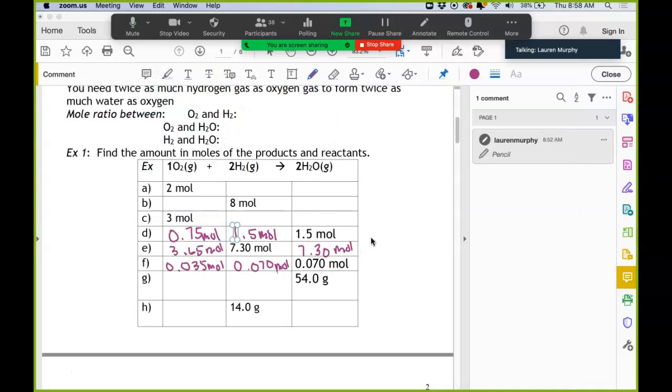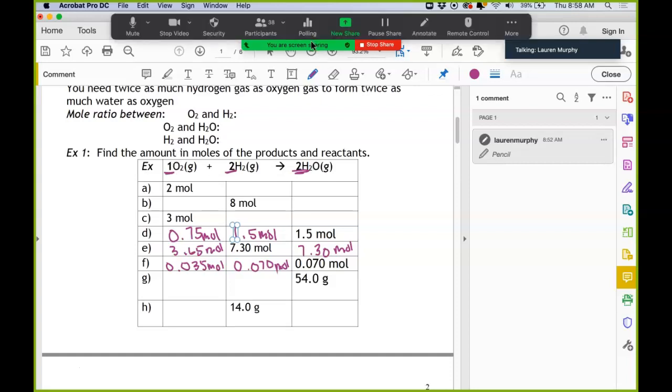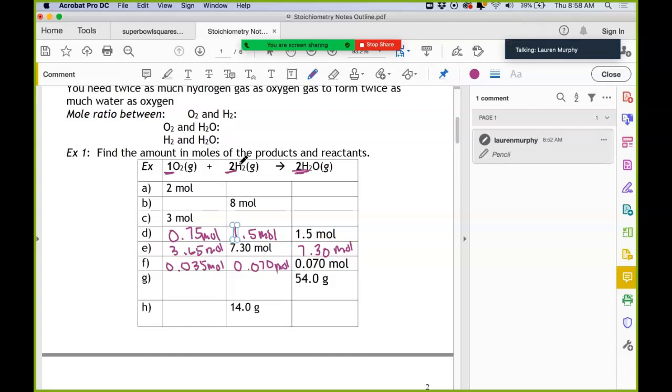Okay, so let's repeat. What kind of ratios are these? They're called what kind of ratios? 1 to 2 to 2. This is 1 what of oxygen? For every 1 mole of oxygen that reacts, 2 moles of hydrogen react to produce 2 moles of water. So again, these are mole to mole ratios.